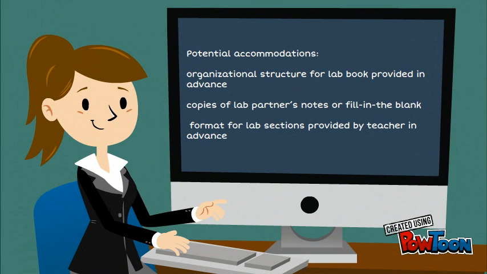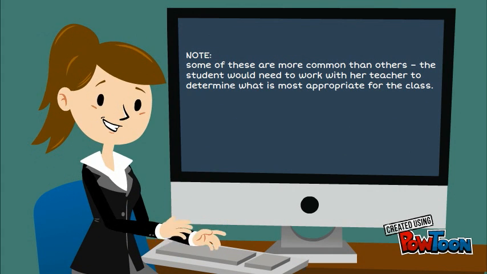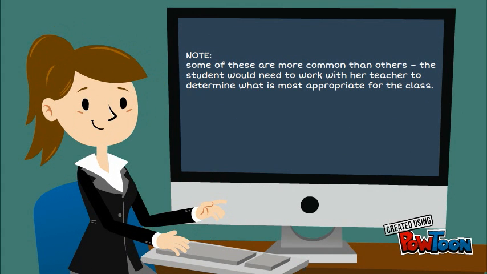Potential accommodations include organizational structure for a lab book provided in advance, copies of a lab partner's notes, or a fill-in-the-blank format for lab sessions provided by the teacher in advance. Note, some of these are more common than the others, and the student would need to work with his teacher to determine which is more appropriate for the course. There could be lots of options out there. The point is to collaborate with the teacher to work out a plan that maximizes his learning experience, his performance, and something that fits with the teacher's style.